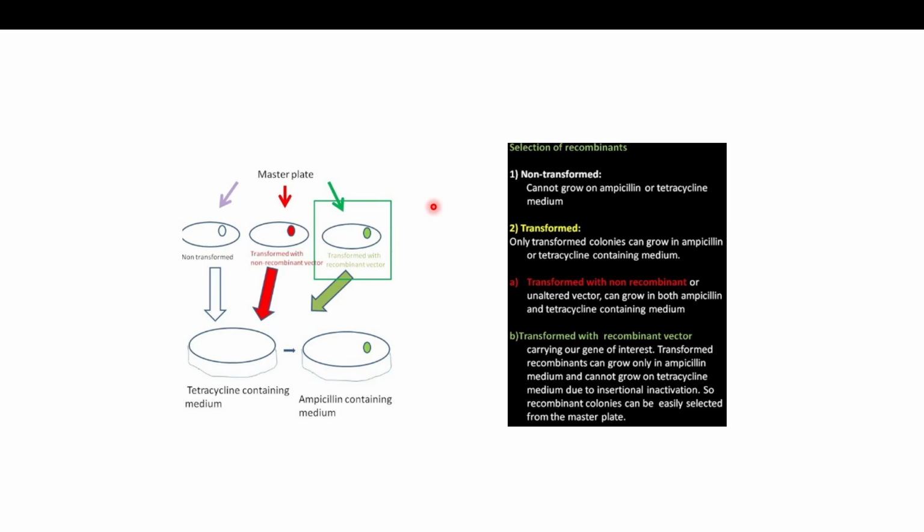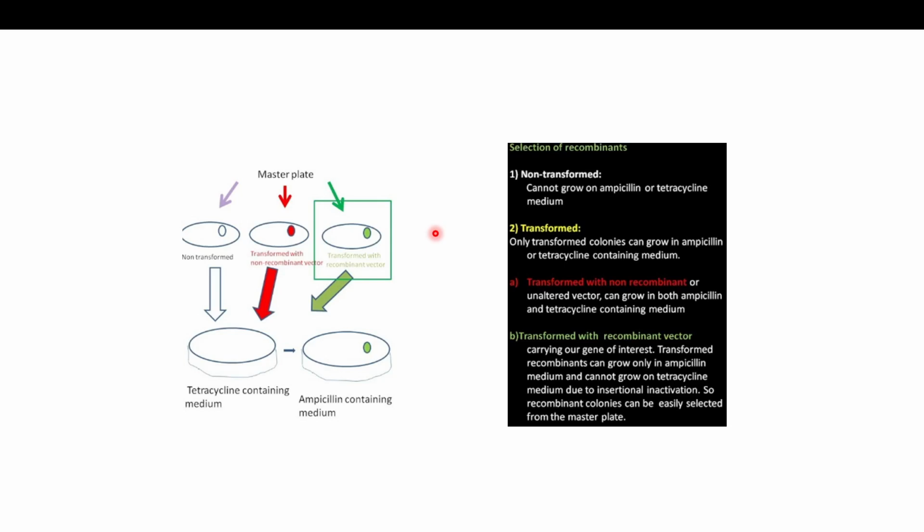Now, this is just for a basic principle. This is the master plate. Suppose in pBR322, we saw there are two resistances: the ampicillin resistance gene and the tetracycline resistance gene. Now, what happens here is, if pBR322 was to be introduced into E. coli cells, suppose. Then, if the E.